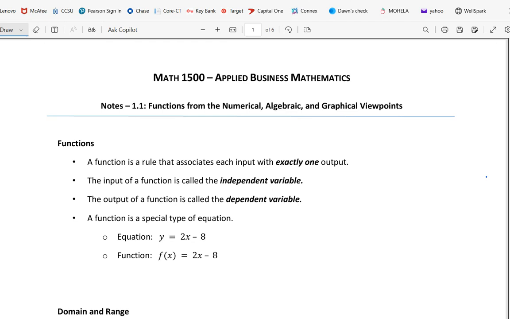We're going to begin by talking about functions. What is a function? A function, it's a rule. Normally we say an equation that associates each input with exactly one output. What's an input and an output?